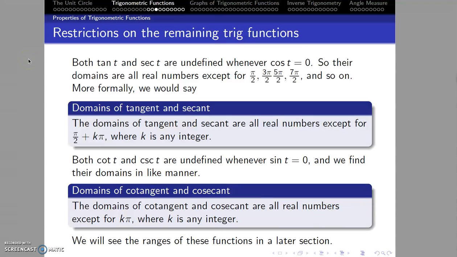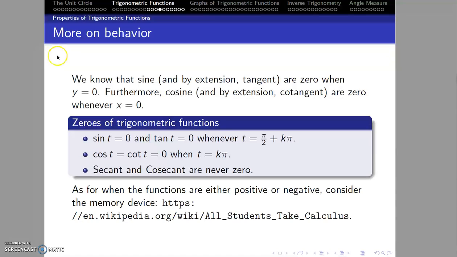So I just have one last thing to mention here, and then we will be done for a bit. And that is, we know when it's 0, right? I already mentioned that. Sine is 0 here and here. Cosine is 0 in these 2 points. So the same values that gave you undefined values for secant, cosecant, tangent, cotangent are also the zeros of sine and cosine.